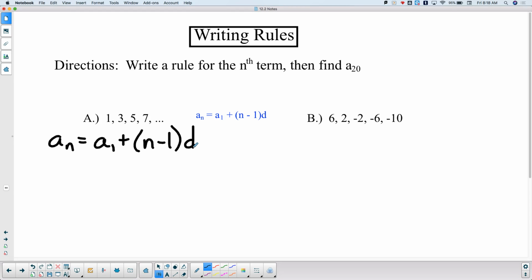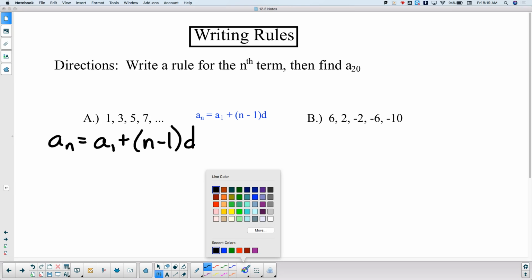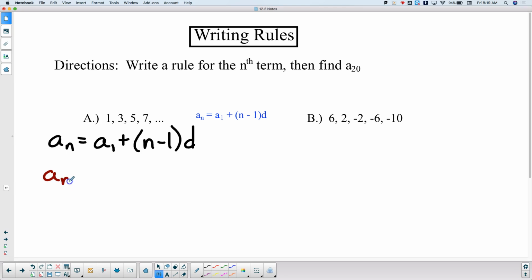Actually, I wouldn't start there. I would first start by writing the sequence down on my paper. Then I would do the second thing, and I would do this. Okay? Because then you have something to go back and reference. I'm writing a rule for the nth term, so a sub n here is going to stay a sub n.